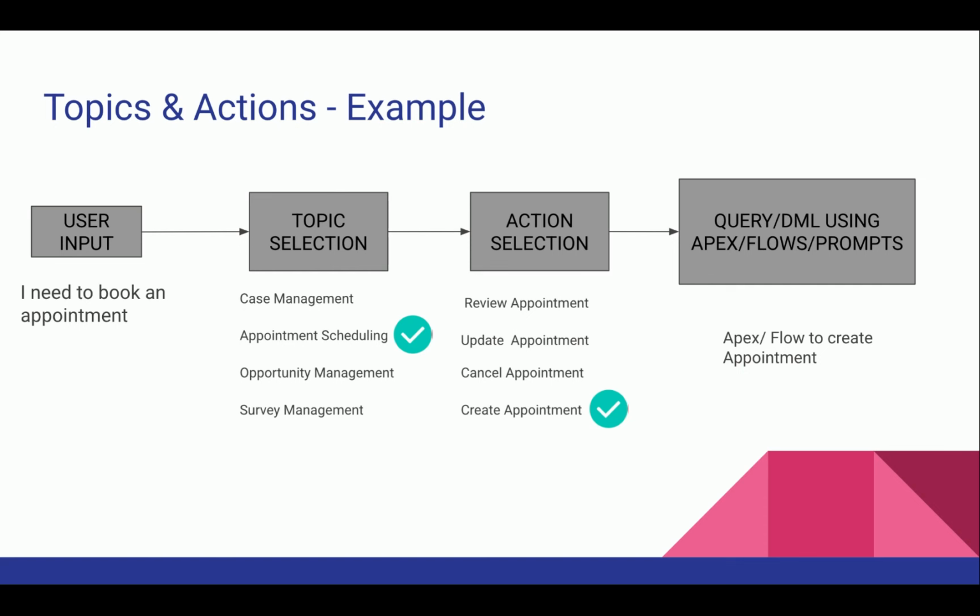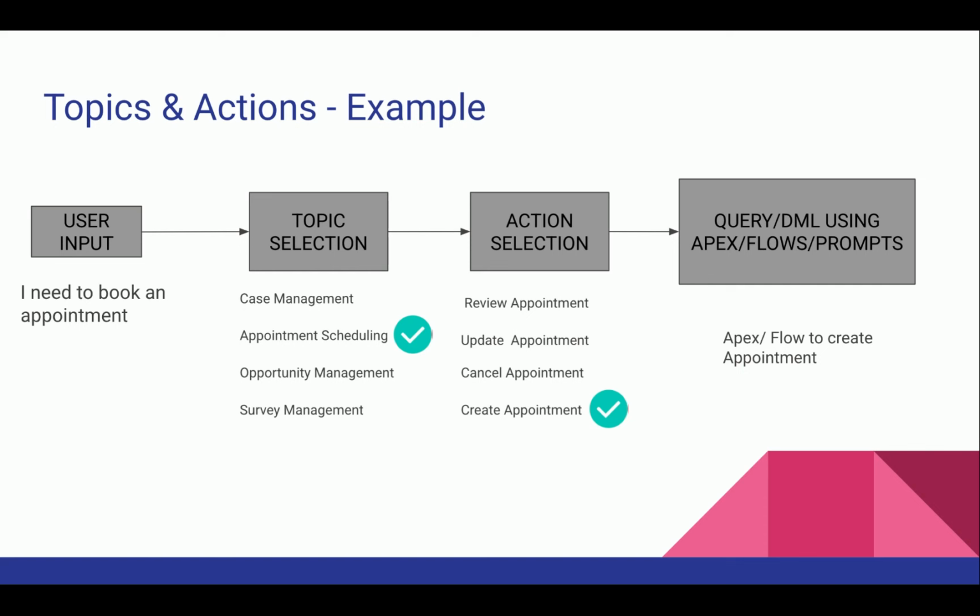So when a user gives an input, for example, the user needs to book an appointment, the agent comes into the picture. What the AI agent does is, first of all, it needs to know what category or what theme the user is referring to. For example, we have four topics here: case management, appointment scheduling, opportunity management, and survey management. Because the user has asked about an appointment, because of our instructions or prompts, the agent would be able to figure out that the user is talking about appointment scheduling.